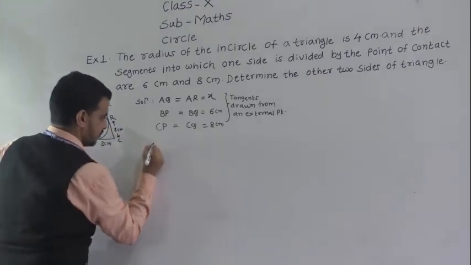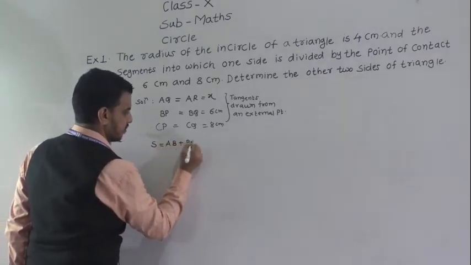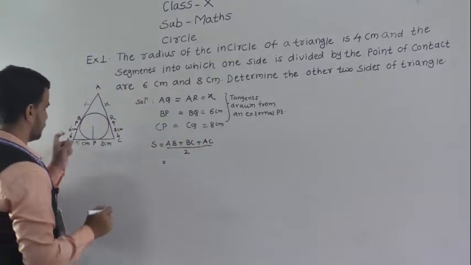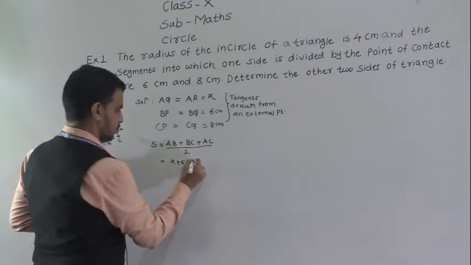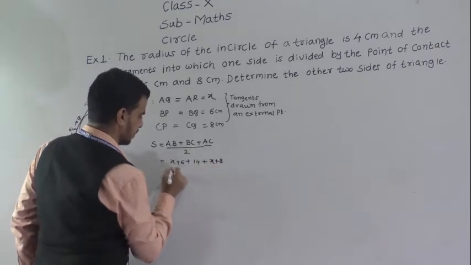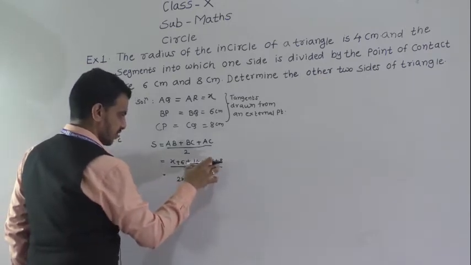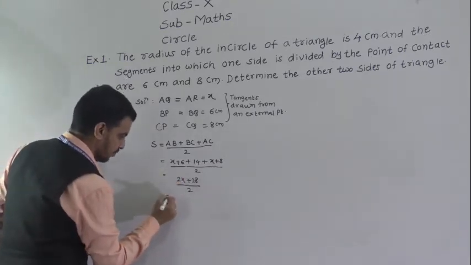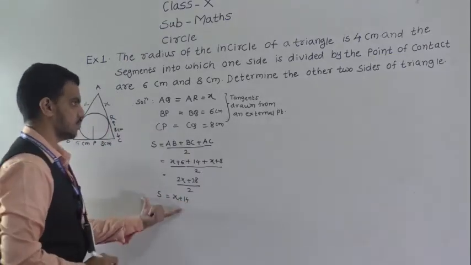For that, first we have to find the semi perimeter. The semi perimeter is equal to (AB plus BC plus AC) divided by 2. Here AB is x plus 6, plus BC is 14, that is 6 plus 8, plus AC is x plus 8, divided by 2. So x plus x is 2x, 6 plus 8 plus 14 is 28, divided by 2. Taking 2 common and cancelling with the 2, we get x plus 14. So the semi perimeter S is equal to x plus 14.